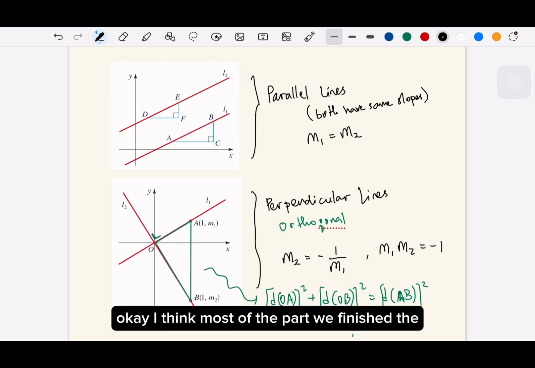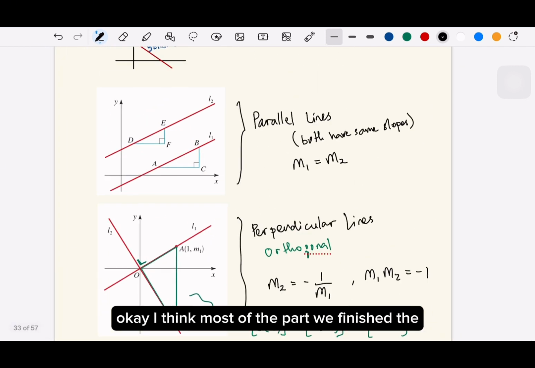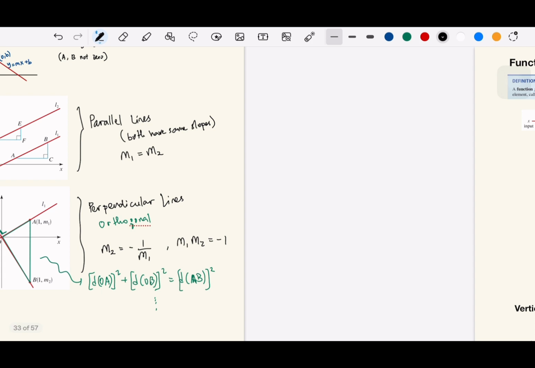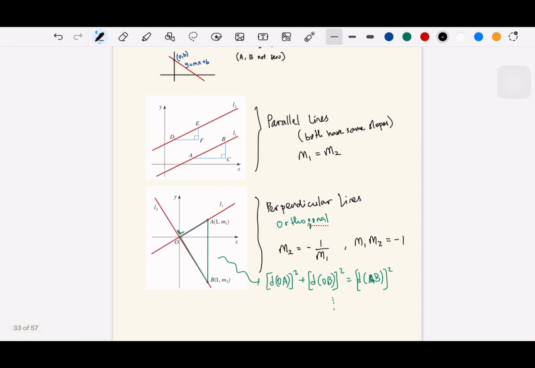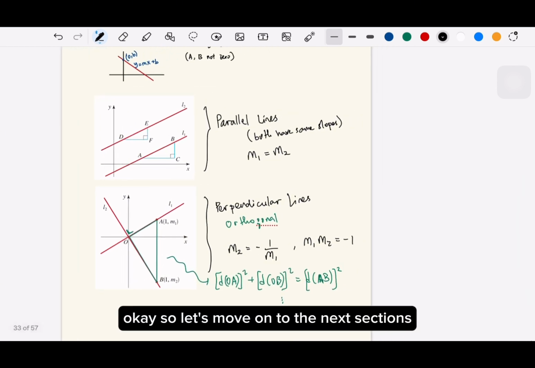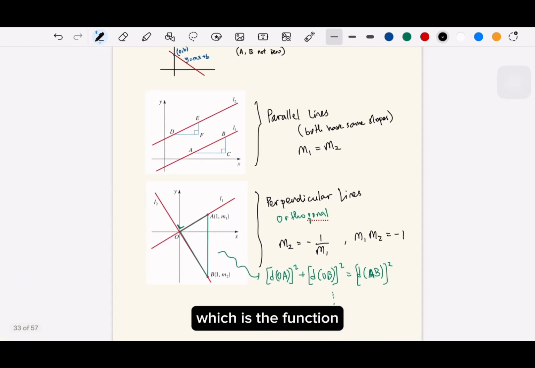Okay, I think most of the part we finished. So this is all the fundamentals for chapter 1. Okay, so let's move on to the next chapter, which is the function.